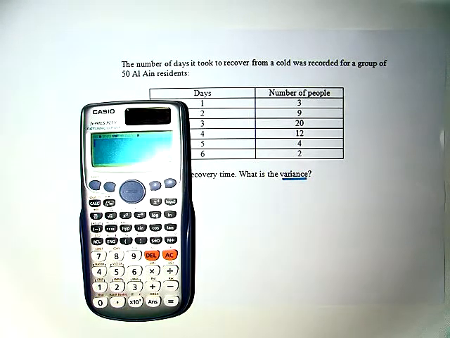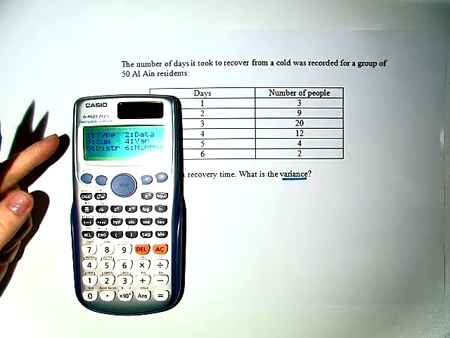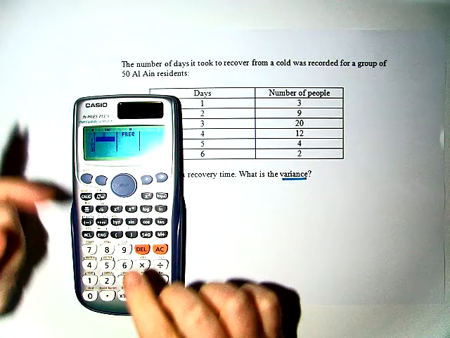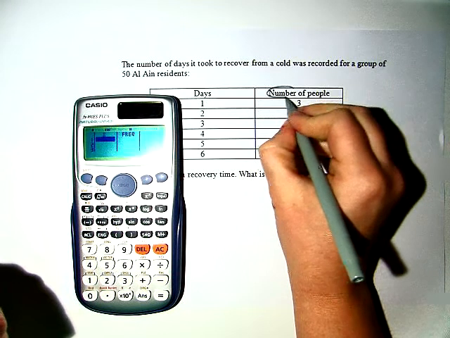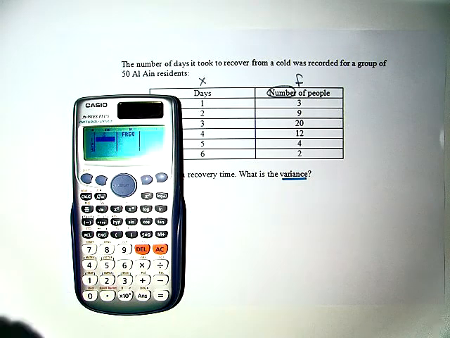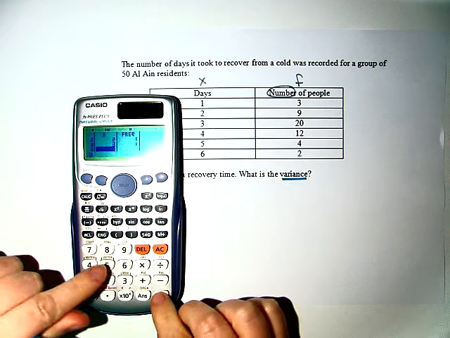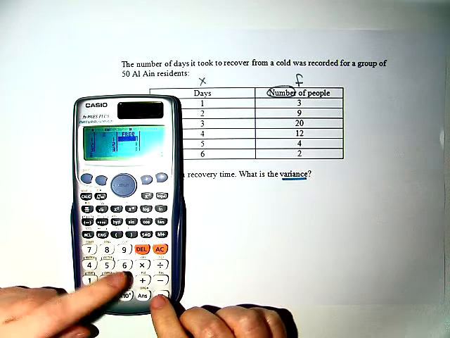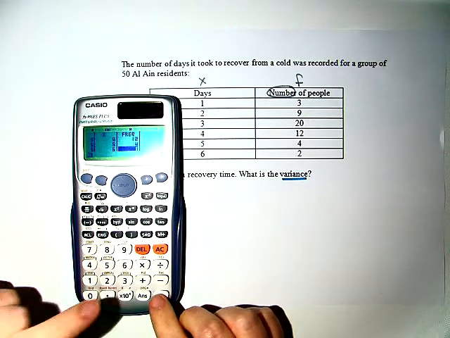For that, all we have to use is our calculator. So we put in our data, and if there's anything in there, make sure you clear it out. Now, because it says number of people, it's one of our key words, that means that this is the frequency and this is our data. So days 1, 2, 3, 4, 5, 6. And the frequency 3, 9, 20, 12, 4, and 2.